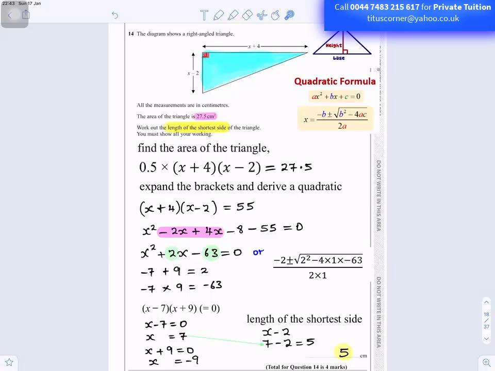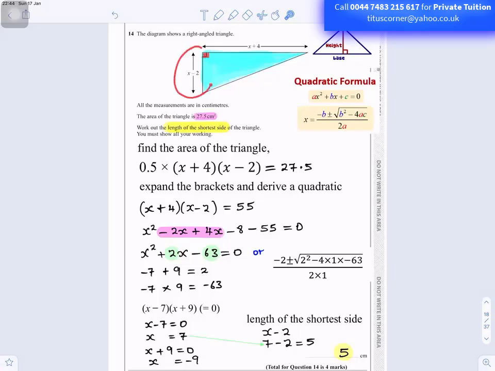So if x minus 7 is equal to 0, x equals 7. And if x plus 9 is equal to 0, x equals minus 9. So the length of the shortest side is x minus 2. So we would use 7. 7 minus 2 is 5. We do not use minus 9 because length cannot be negative.